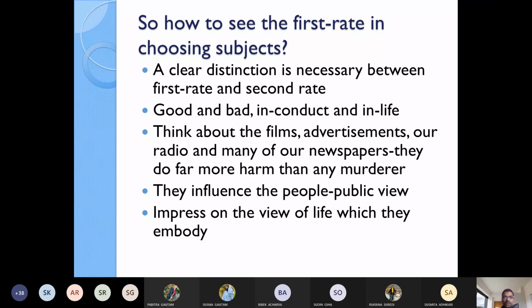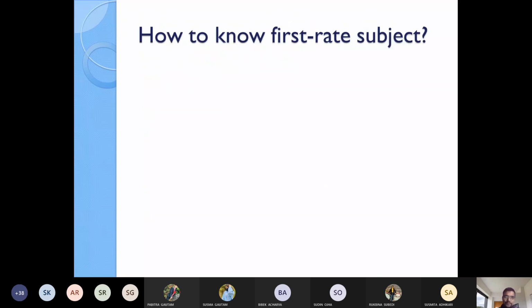Let us choose the subjects based upon our choice, based upon our wish, that is doable. We say we can do it. That is doable, not because somebody told us. And how to know this is a first rate subject is discussed on pages number 34 and 35.